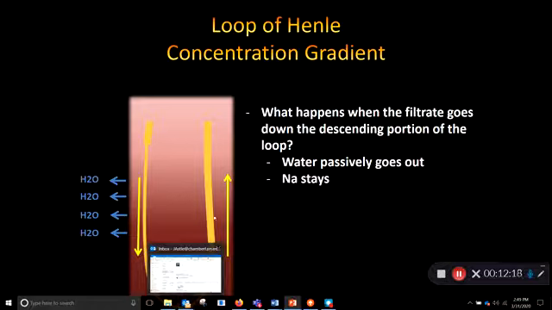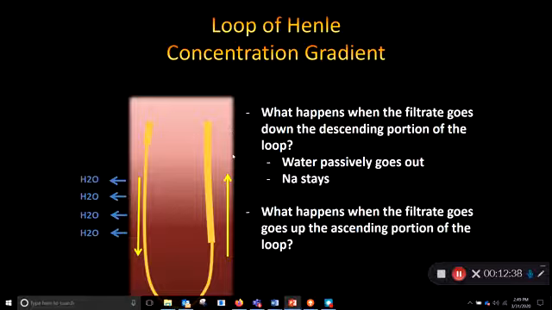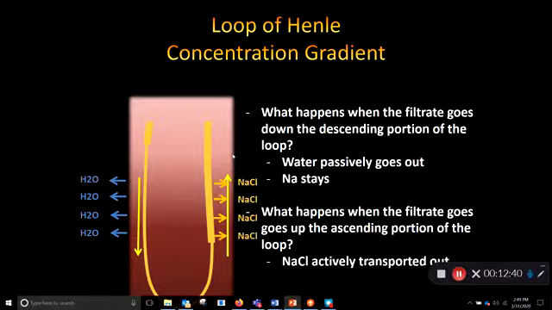But as you go back up, something interesting happens. This little ascending portion of the loop of Henle is impermeable to water, mostly impermeable to water, which means as you go up, the osmolarity out here decreases, which means salt wants to come out. Sodium chloride will come out here.